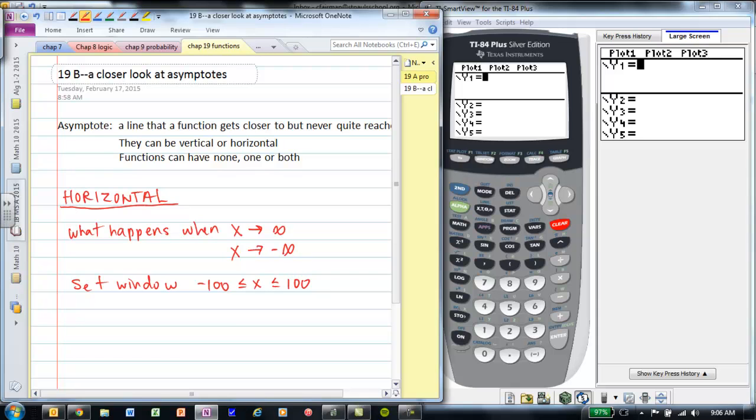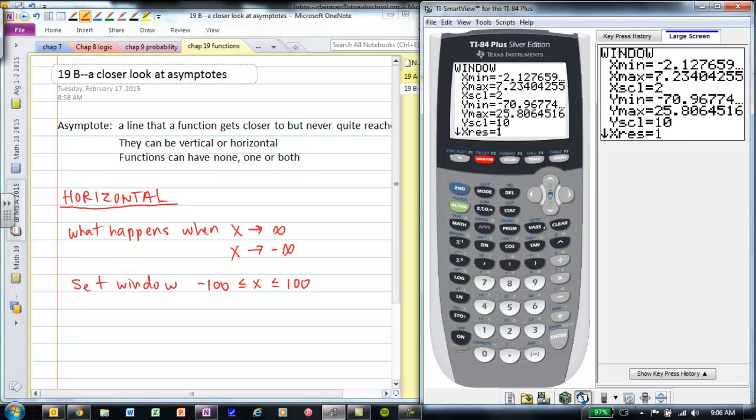So go over to your calculator, hit window, and in this case clearly mine's all messed up, so I'm going to hit negative 100, and we're going to go to positive 100. In this case I'm going to count by 20s. The y min doesn't really matter at this point, so I'm just going to set it like usual from negative 10 to 10, and our scale will just count by ones.